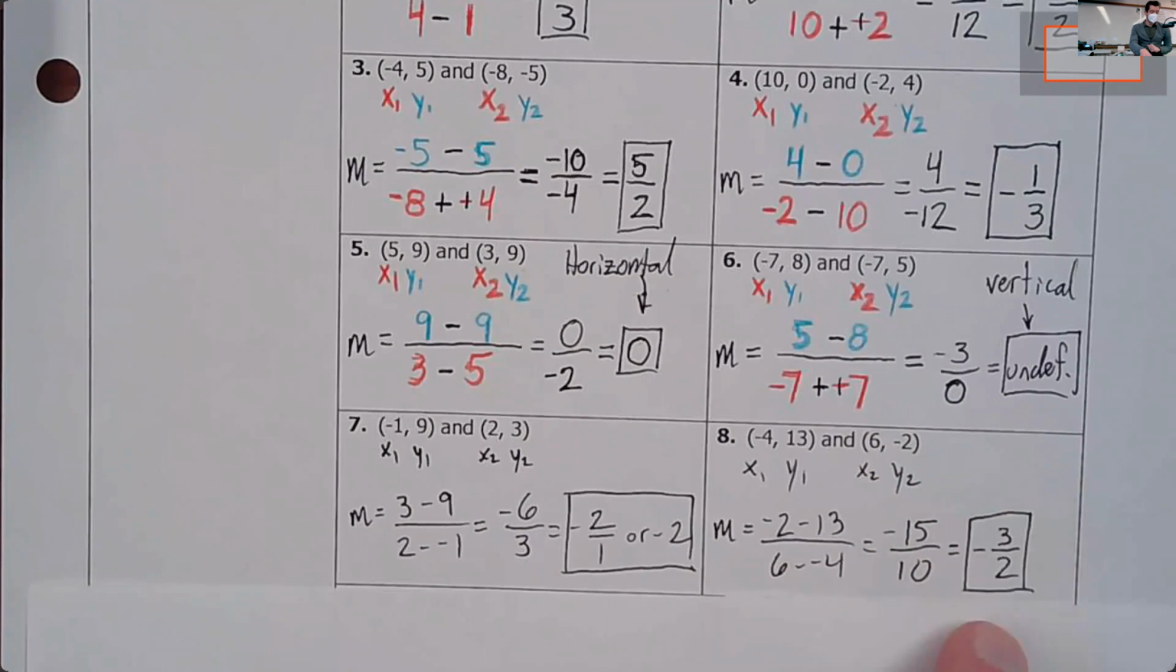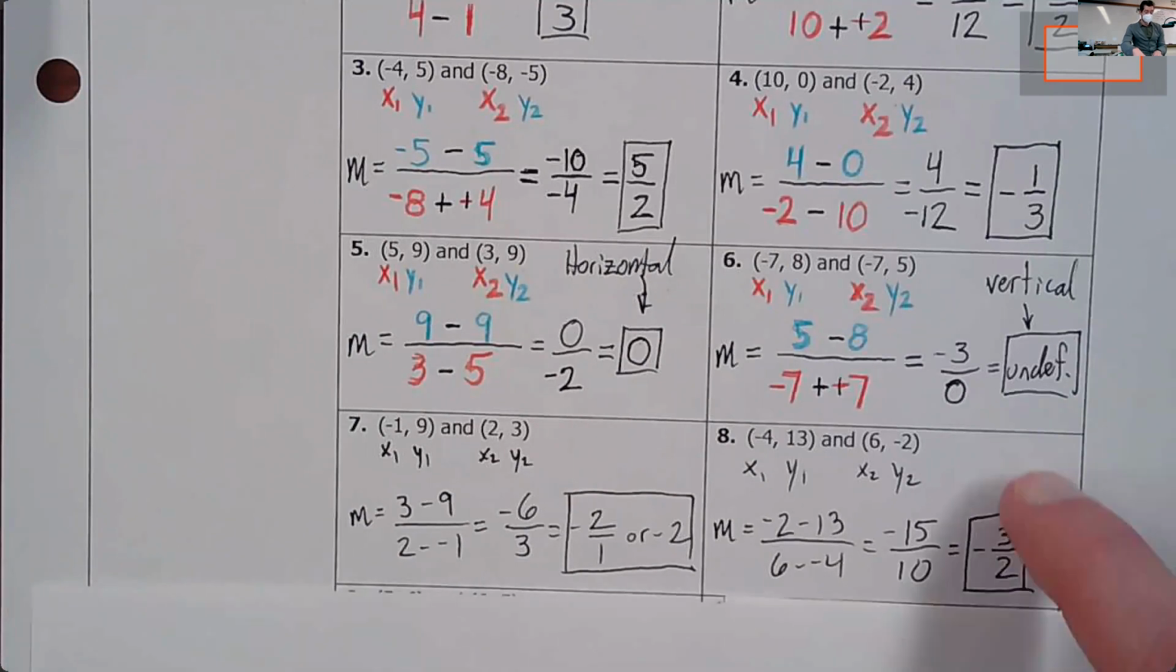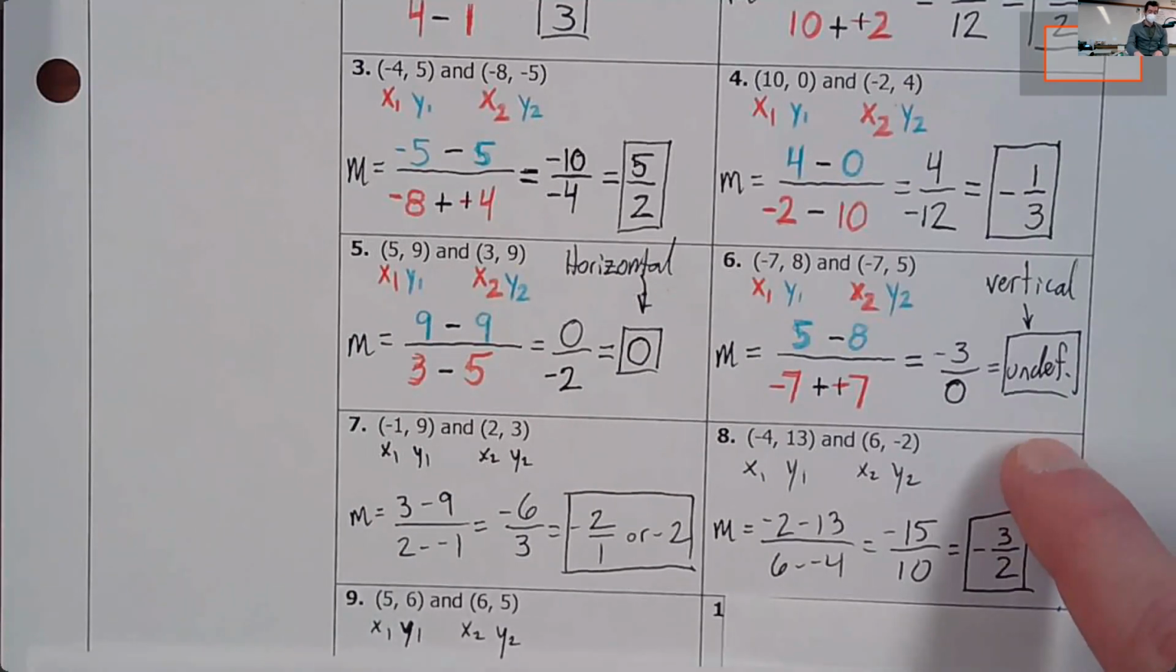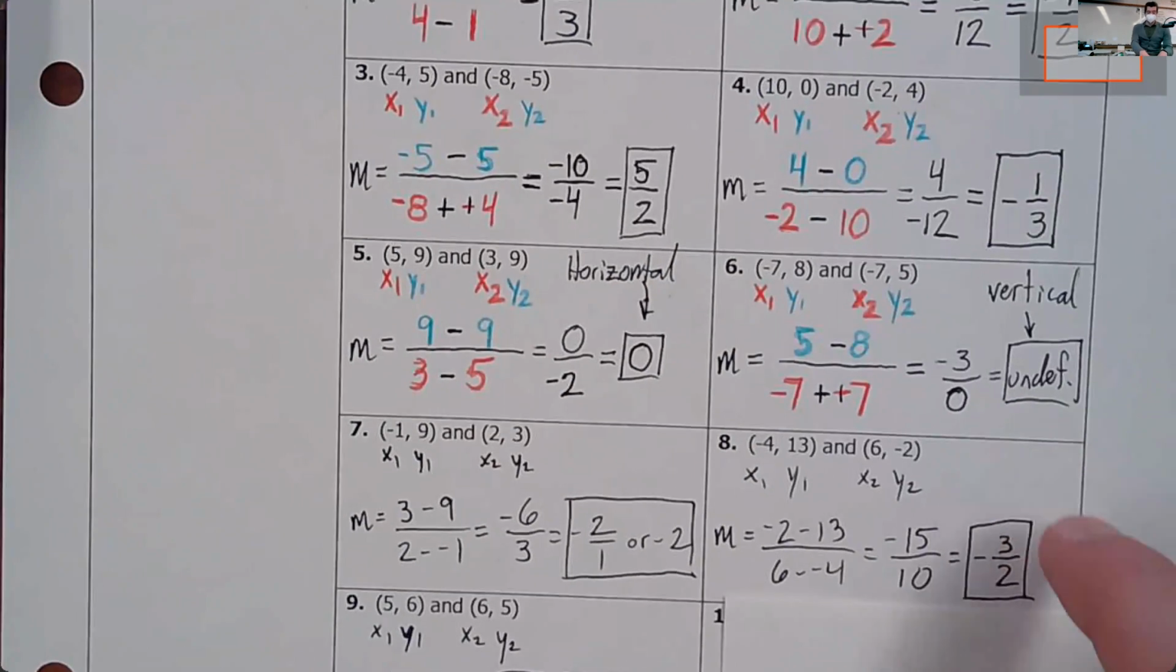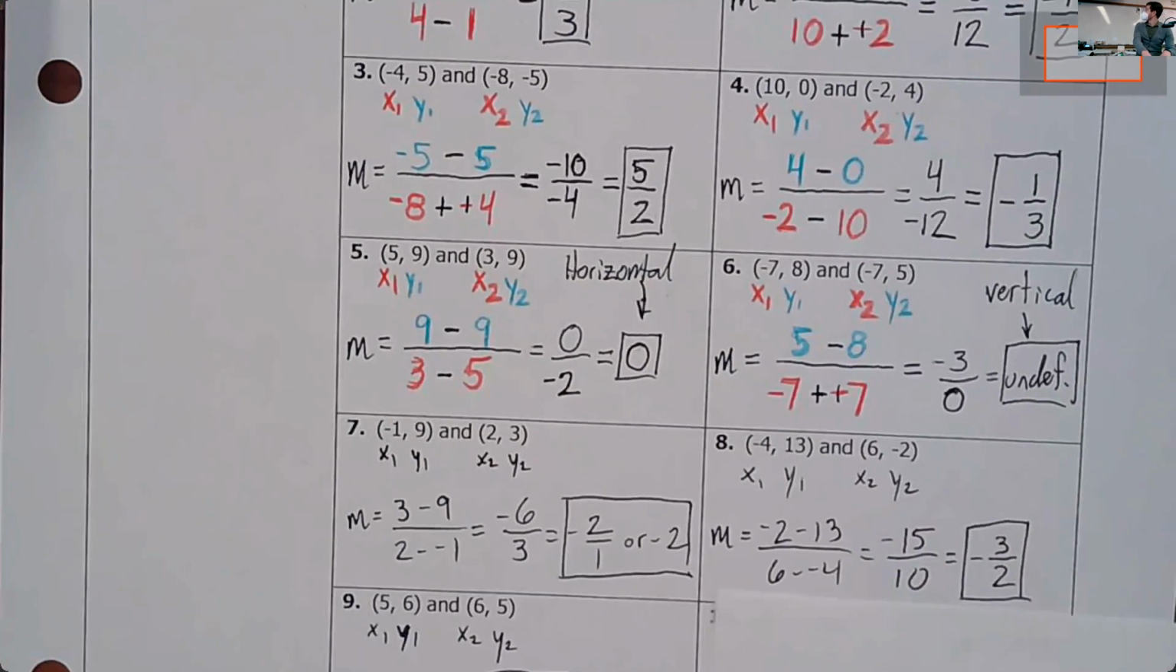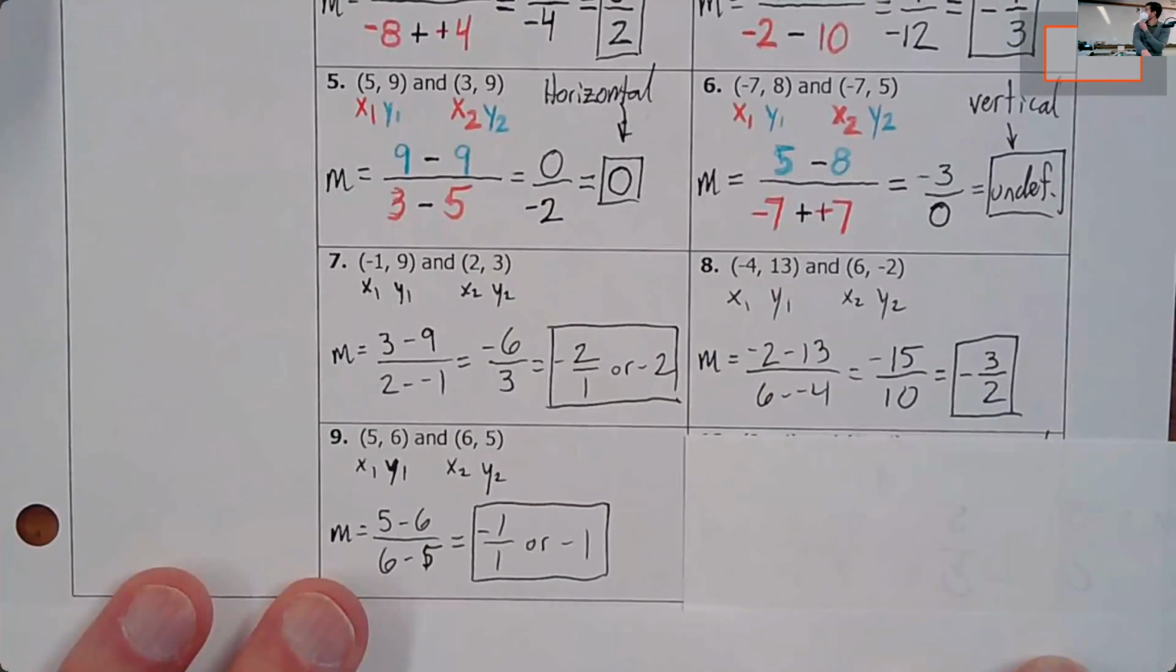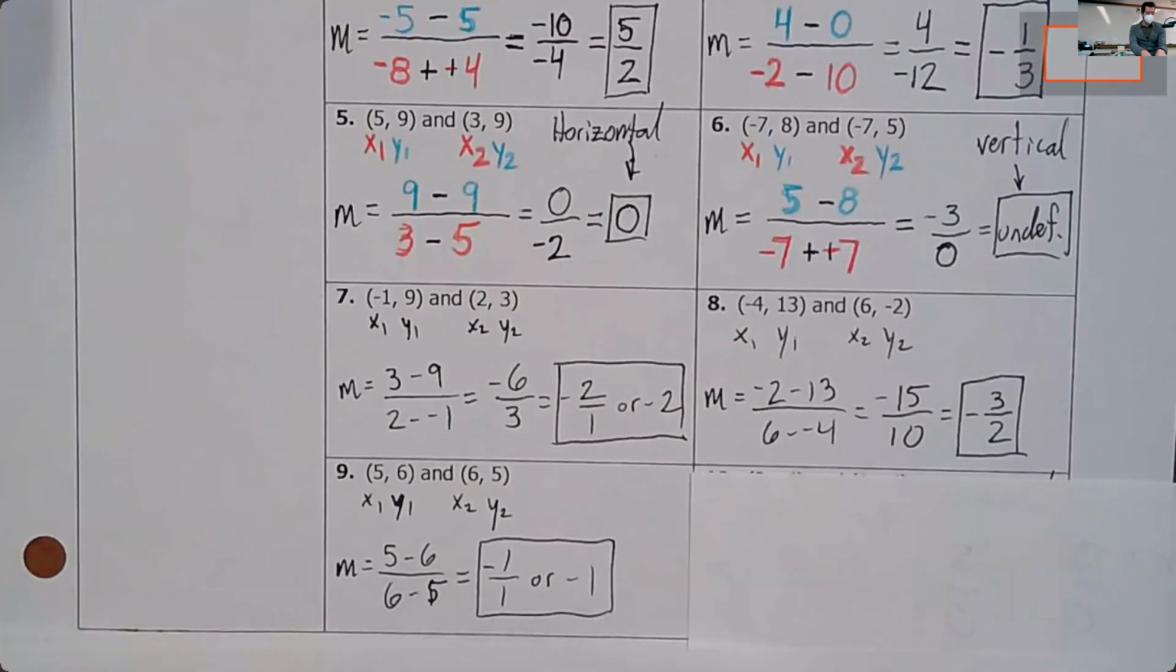Excellent. For number 9, let's hear from Karen. What do you have for number 9? -1. Good. So it could be -1 over 1 or just -1. Scoot that down so you can actually see it. For the numerator, we're going to have y2, 5, minus y1, 6. 5 minus 6 is -1. And on the denominator, 6 minus 5, which is +1. So -1 over 1 or just -1.